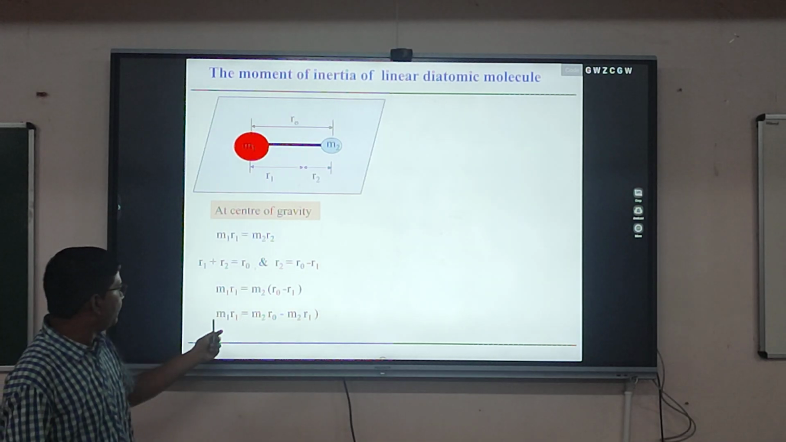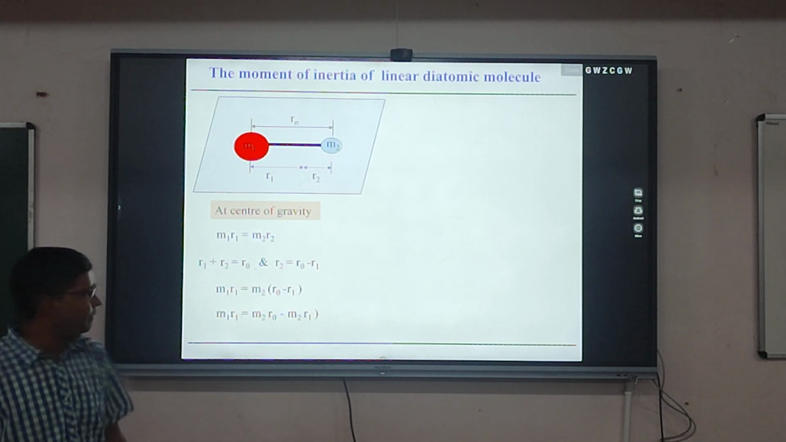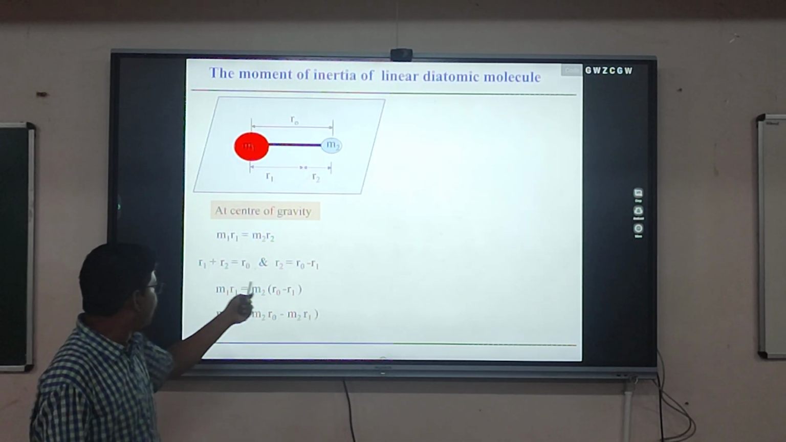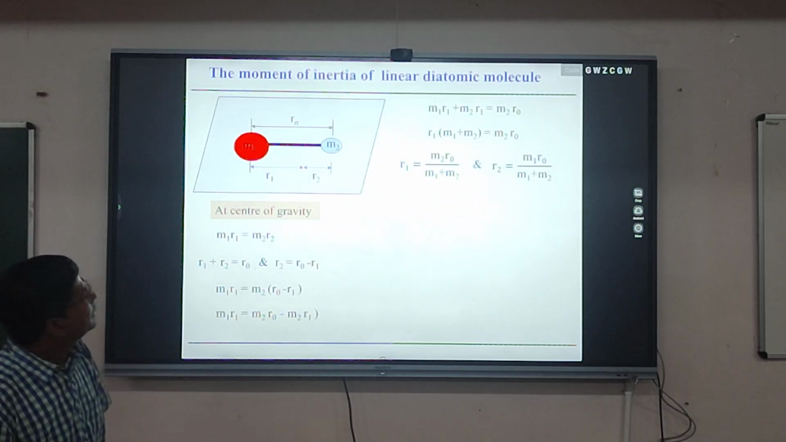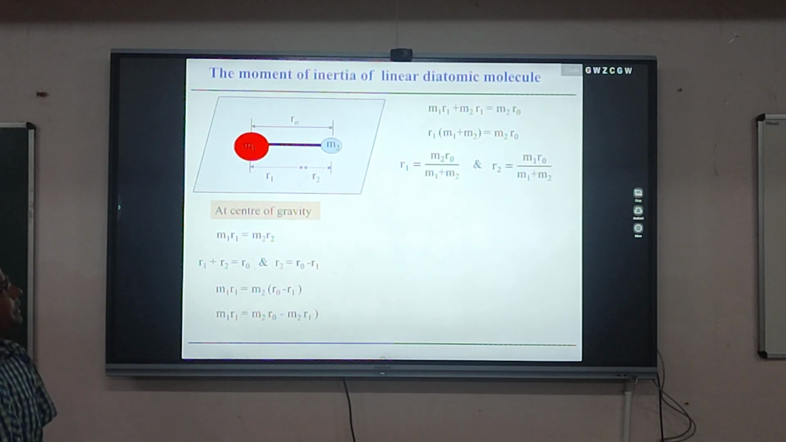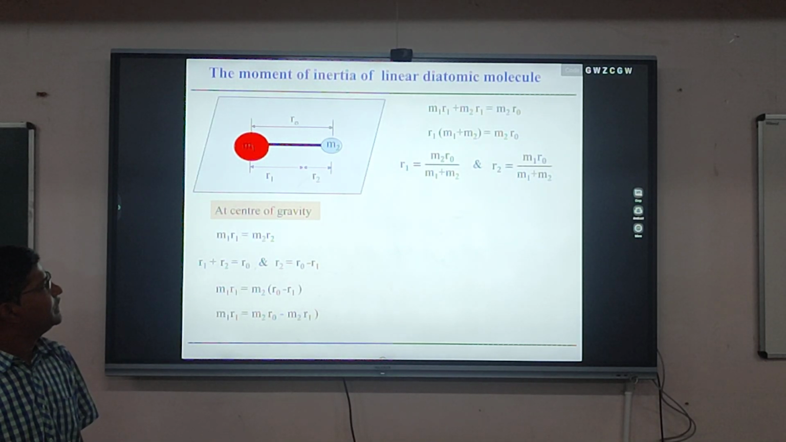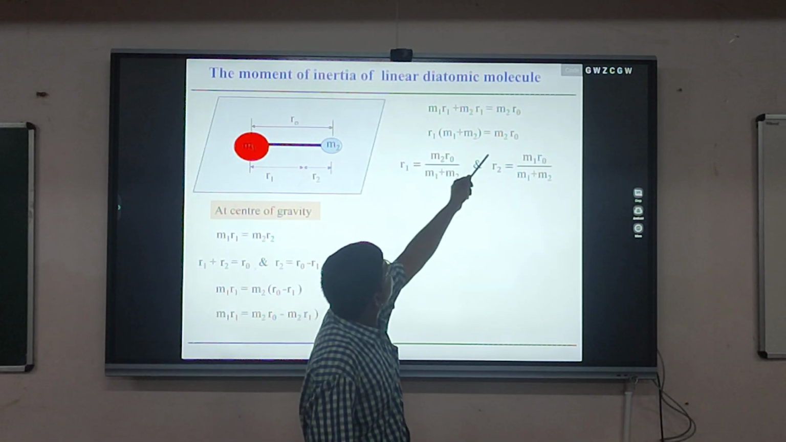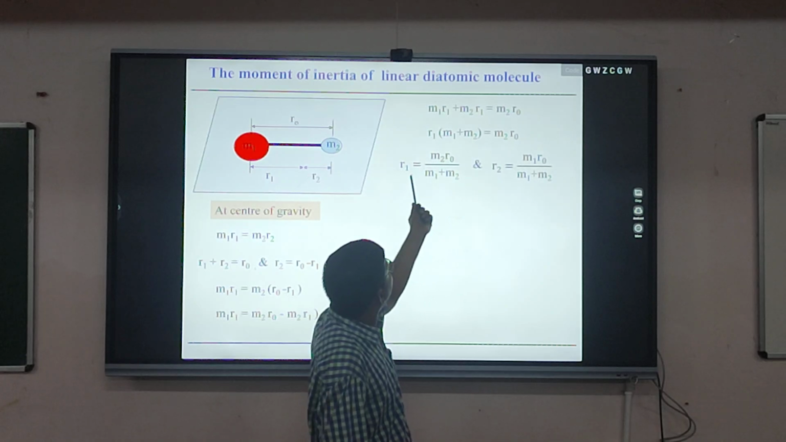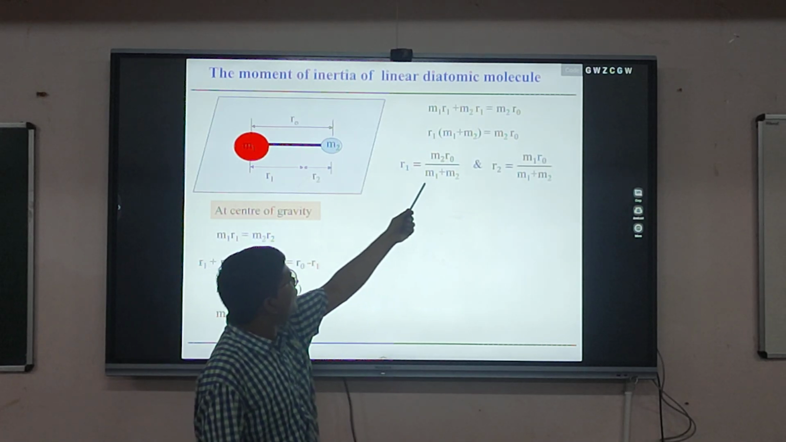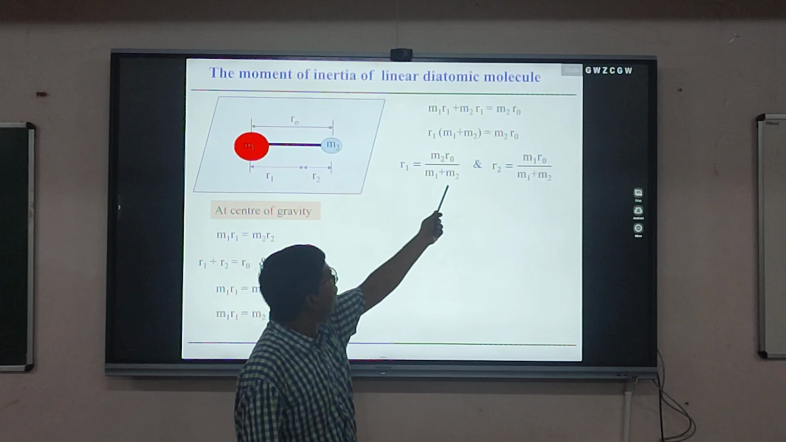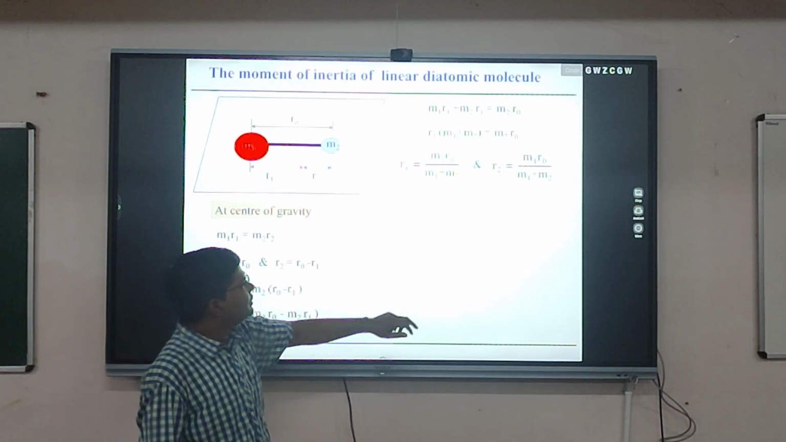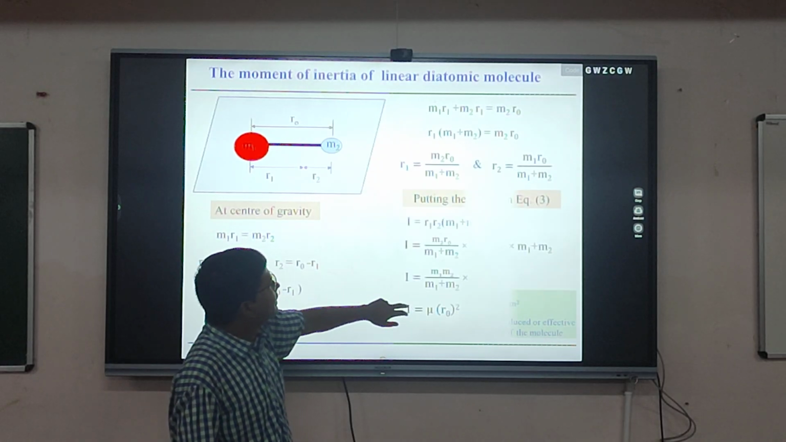So M1 R1 equals M2 R0 minus M2 R1. Then we take M2 R1 to this side, so M1 R1 plus M2 R1 equals M2 R0. Then we take R1 common. Based on this, we get R1 equal to M2 R0 divided by M1 plus M2, and similarly R2 equal to M1 R0 divided by M1 plus M2.